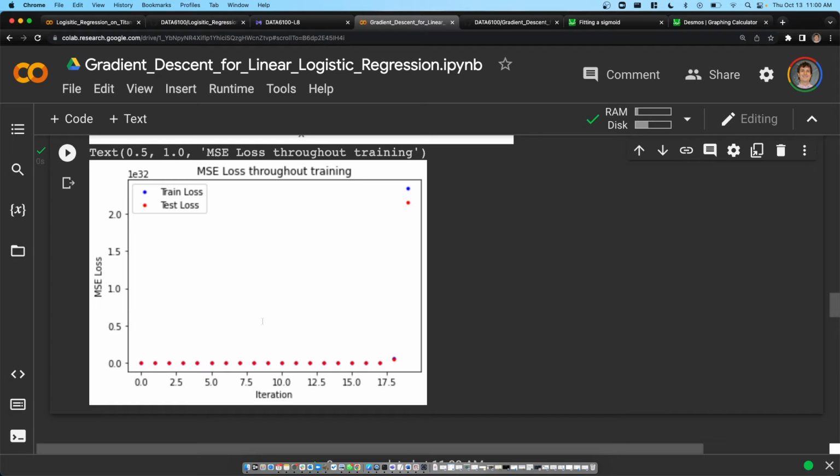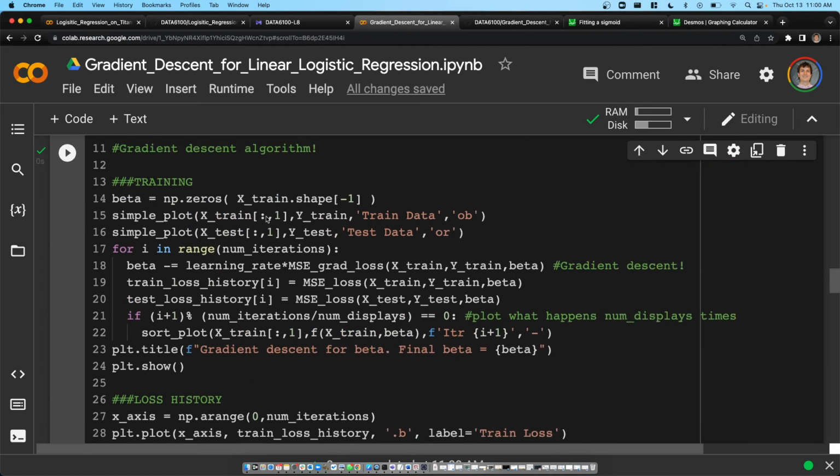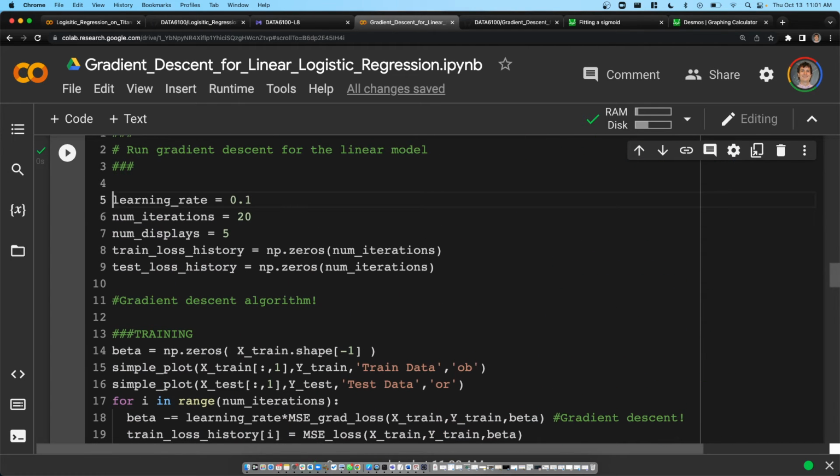And what happened is, we took steps that were so big that we just stepped way over to somewhere where things are going crazy, and everything went wrong. So we've got to make it a lot smaller for things to work. You do have to kind of tune this by hand, and there are smart ways to do it automatically, but let's try making it 0.05 and see what happens.